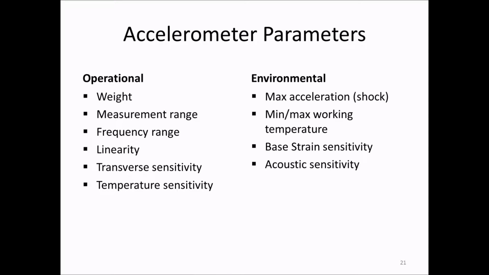When you want to select an accelerometer, there are many specifications to look for in the datasheet. Here, I've divided some of the important specifications into either operational or environmental factors. Most of these factors are described in more detail in the book. Otherwise, you should consult information from the manufacturer. The transverse sensitivity is an often overlooked parameter that I want to particularly stress. Also, I will show that it can sometimes cause unexpected problems.